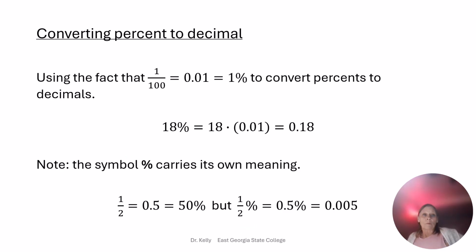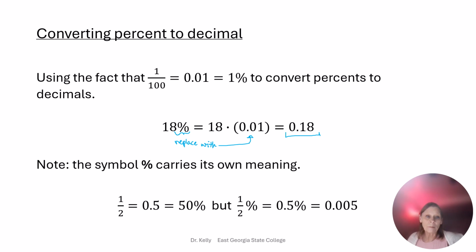When we're converting a percent to a decimal, we're going to use the fact that 1 hundredth, 1 over 100, or 0.01, is equal to 1%. And the way that we're going to do that is we replace the percent sign with 0.01, and then you do the math and that gives us our decimal.